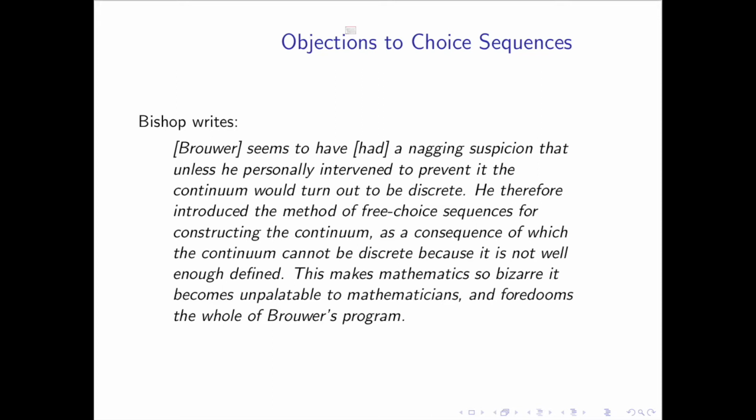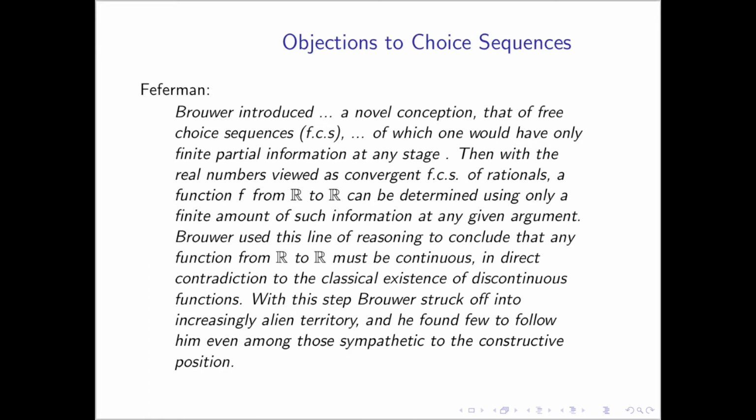We also have Feferman. His development of explicit mathematics is very sympathetic to this kind of constructivist viewpoint. He says, Brouwer introduced a novel conception, that of a free choice sequence, of which one would only have a finite partial information at any stage. Then with the real numbers viewed as convergent free choice sequences of rationals, a function f from R to R can be determined using only a finite amount of such information at any given argument.